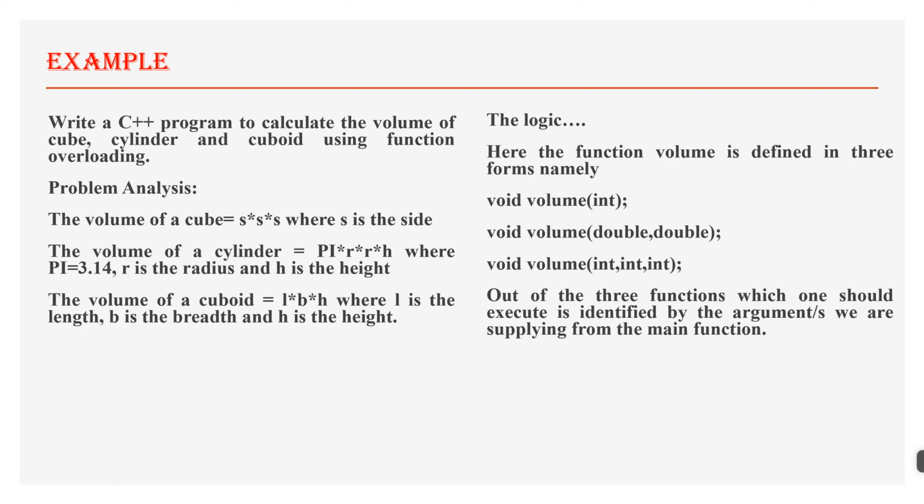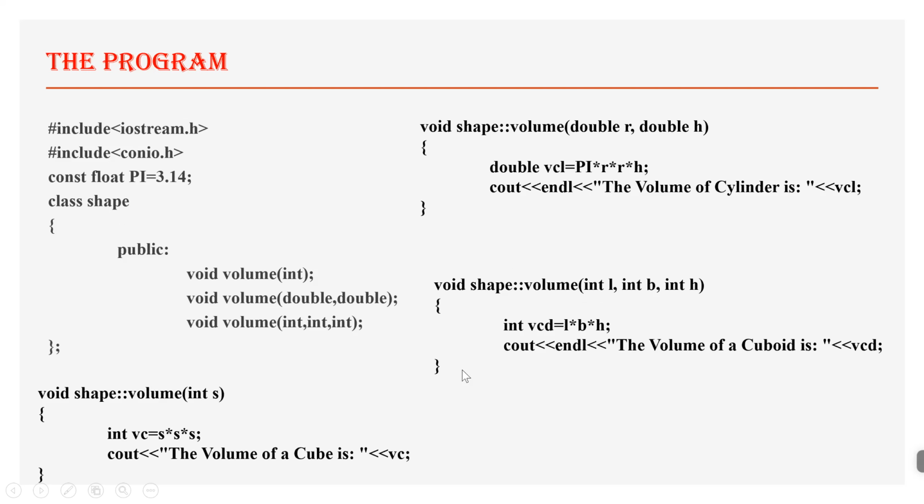So here it is very clear that the function volume is called three times with three different arguments. That is what is called function overloading. Now let us go to the program.